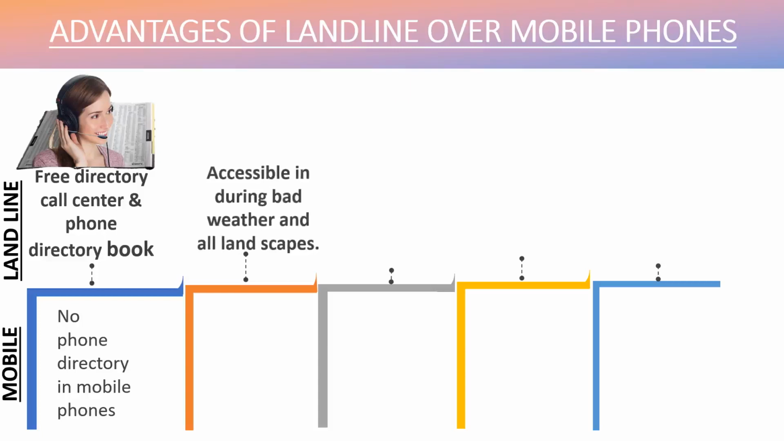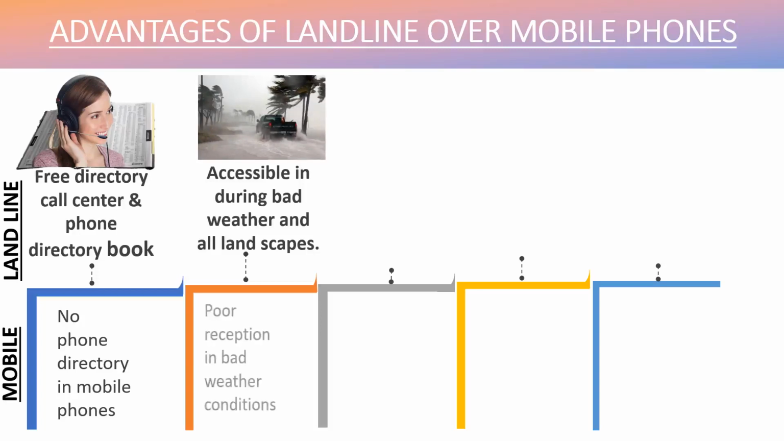And the second advantage of landlines is that they are accessible during bad weather and in whatever landscape, because they use a cable. It is not wireless, it's using a cable. So that cable is not affected by weather. But with mobile phones, the reception becomes very poor when the weather conditions are bad.